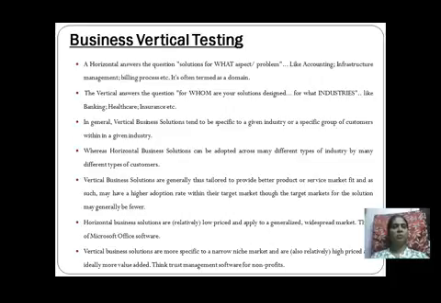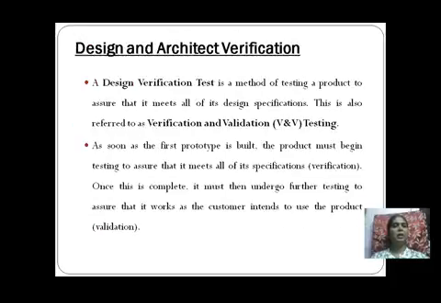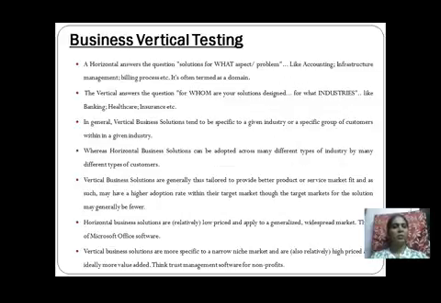The first type which we considered is design and architecture verification, which is generally based on verification and validation testing, the method to test a product to assure that it meets all its design specifications. And business vertical testing mainly focuses on horizontal business solutions and vertical business solutions. Horizontal focuses on what type of aspect, and vertical business solutions focus on whom type of aspects, more specific to a specific group of persons. These two are different ways of functional testing.